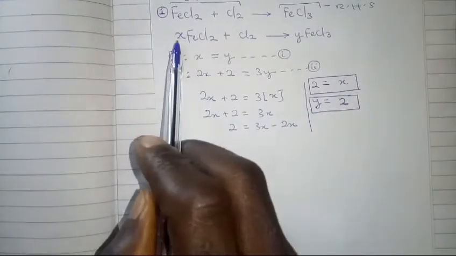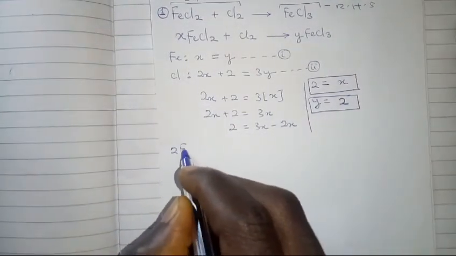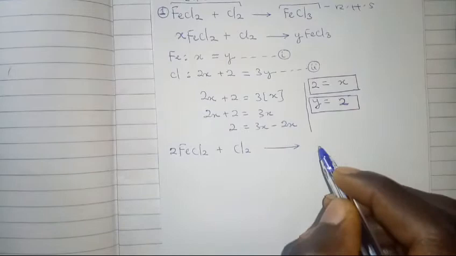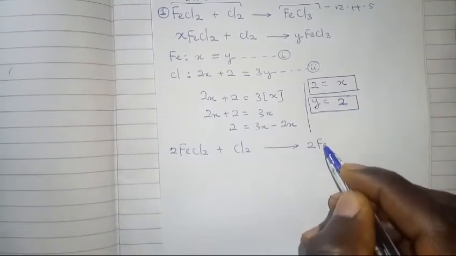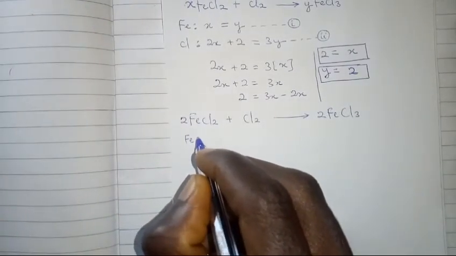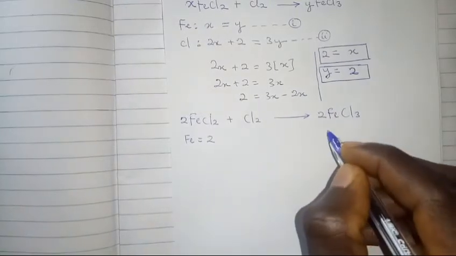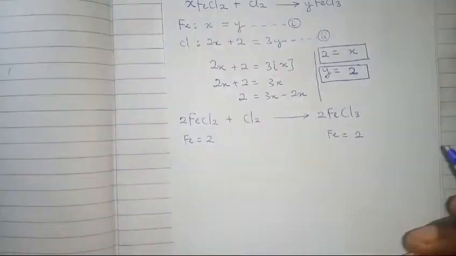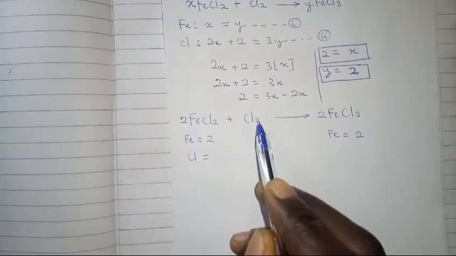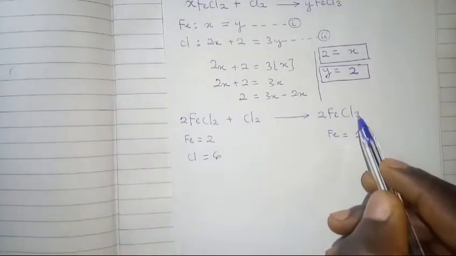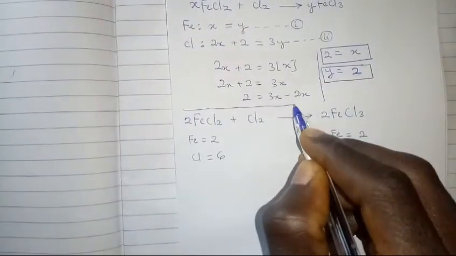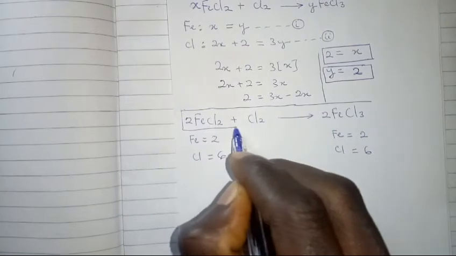So for x in this place, it should be 2. So that is 2FeCl2 plus the chlorine molecule. Then on this side for y, we have 2 FeCl3. So let's check if it balances. For iron, we have 2, and on the right hand side for iron, we also have 2. And for chlorine, we have 2 multiplied by 2, that's 4, plus these 2, that's going to be 6. If you multiply these 2 by 3, you have 6 also. So that means this chemical equation is now balanced. We've balanced it with the algebraic method.